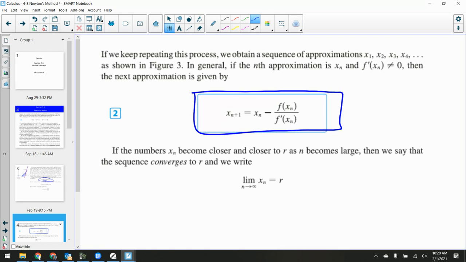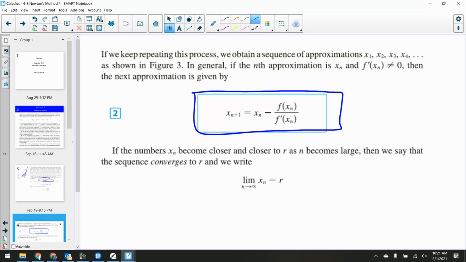This is Newton's method for approximating a 0. You start with your first guess, your best guess at what you think the 0 is. That's your x1. And then you just got to keep going through the process, plugging and chugging. You plug x1 into that formula, it'll give you x2. You plug x2 into that formula, it'll give you x3. You plug x3 into that formula, it'll give you x4.